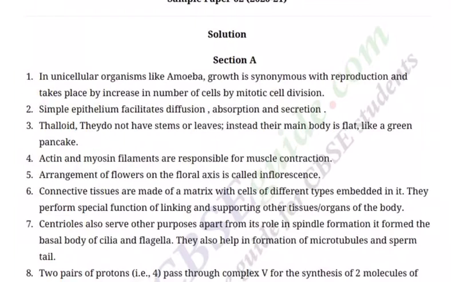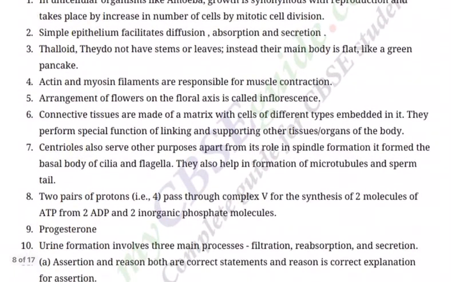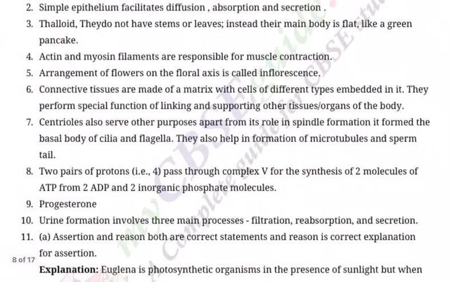Question 7. State the role of centrioles other than spindle formation. Answer. Centrioles also serve other purposes apart from its role in spindle formation. It forms the basal body of cilia and flagella. They also help in formation of microtubules and the tail of the sperm. So centrioles play a very crucial role.